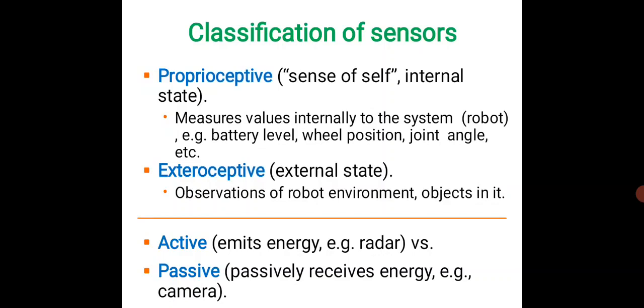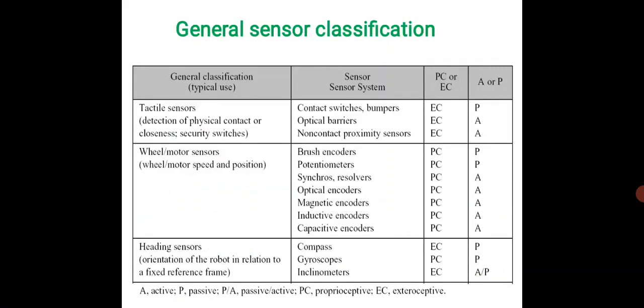And similarly, the sensors can be classified as active and passive. Active sensors will emit energy, whereas passive sensors will receive energy. For example, a very good example of a passive sensor is a camera. And this table shows you the general sensor classification. So you could see the tactile sensors, wheel motor sensors, and heading sensors. And here we can see that it is divided by whether it represents an internal state or external state, and similarly whether it's active or passive.